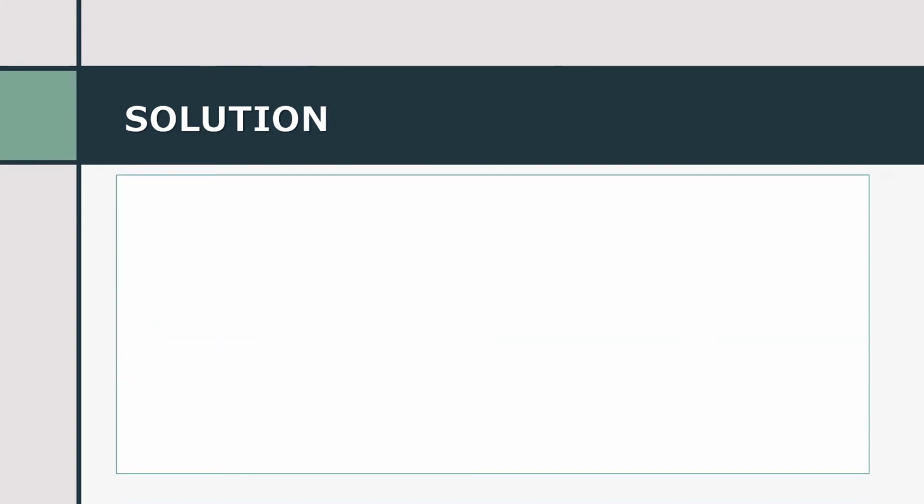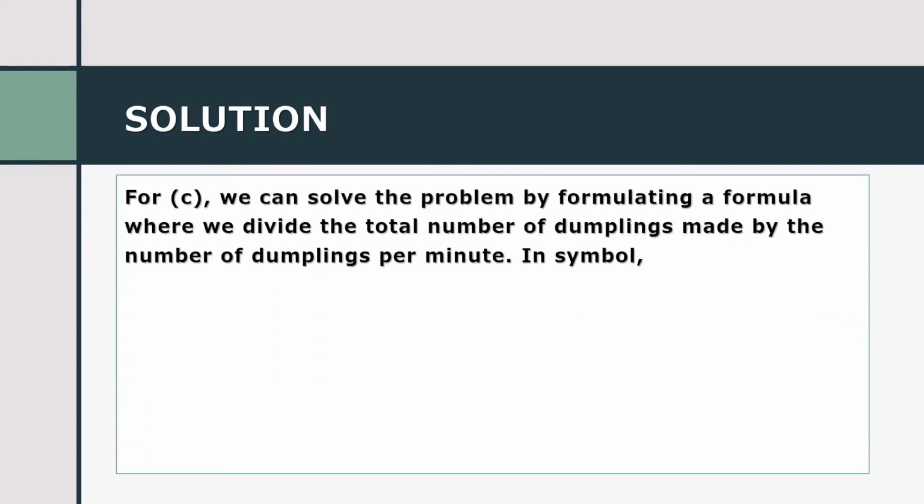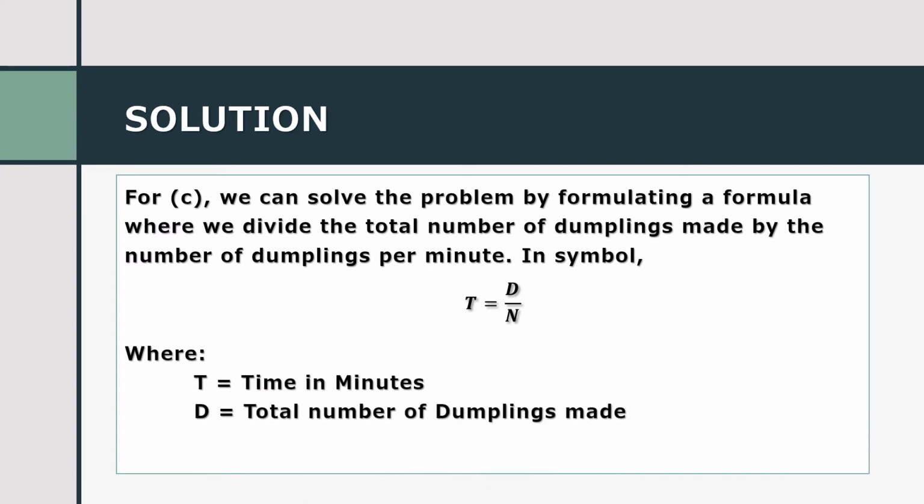Now the last part of the solution is for letter C. We can solve the problem by formulating a formula where we divide the total number of dumplings made by the number of dumplings per minute. In symbols, T is equal to D over N, where T is the time in minutes, D is the total number of dumplings made, and N is the number of dumplings made per minute. Now, so easy, isn't it?